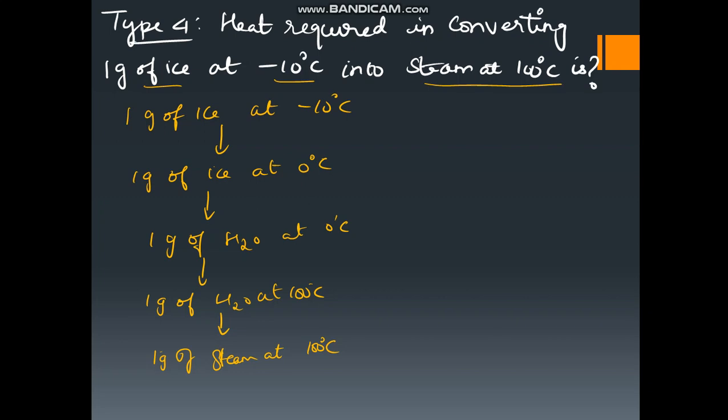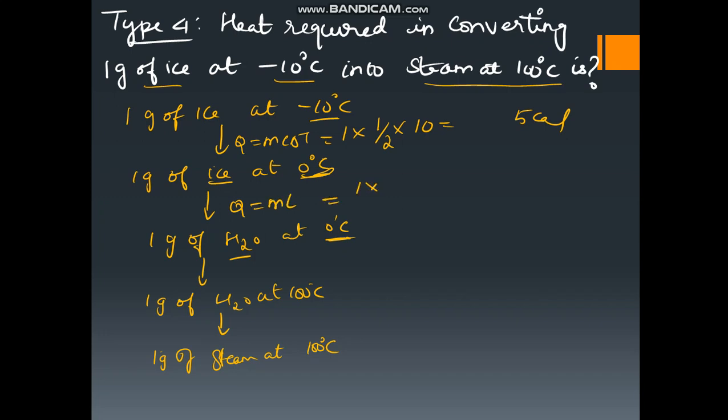In the initial stage, minus 10 is converted to 0 degrees, so temperature changes there. So Q is equal to mc delta T, that is 1 into specific heat capacity of ice, 1 by 2, into delta T, 10, so 5 calorie. Next, ice at 0 degrees Celsius is converted to water at 0 degrees Celsius, so change in phase, Q is equal to ml, 1 into 80, the latent heat of ice, so 80 calorie. Next, 0 degrees Celsius to 100 degrees Celsius, change in temperature, so mc delta T, 1 into 1 into 100, which is 100 calorie.